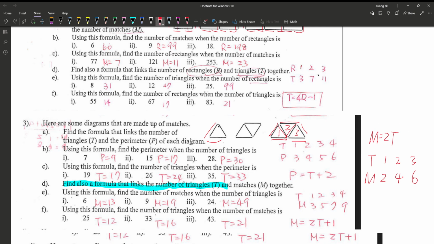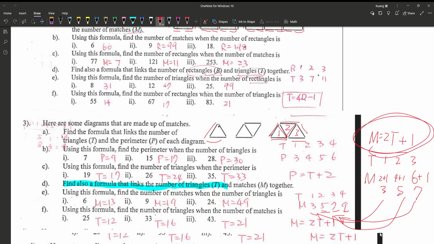But now our sequence is here. Now our numbers are 3, 5, 7, 9. But I got 2, 4, 6. So what can I do? I add 1 here, so everyone plus 1. 2 plus 1, 4 plus 1, 6 plus 1. So it becomes 3, 5, 7. Got it. So this is the equation I want. So this is the correct one.